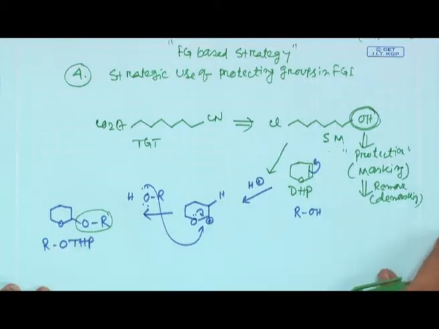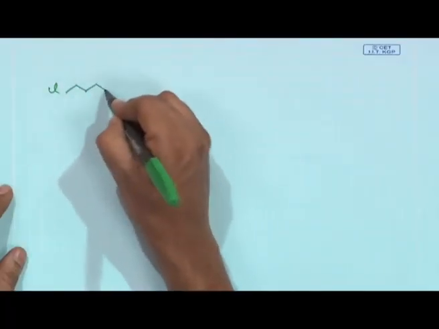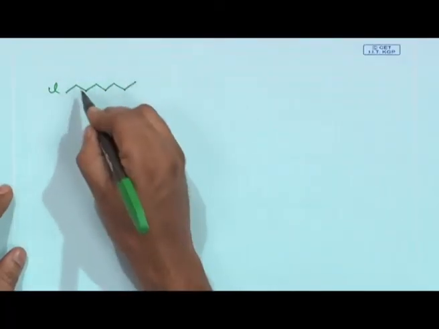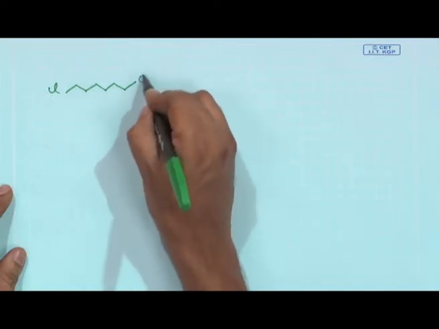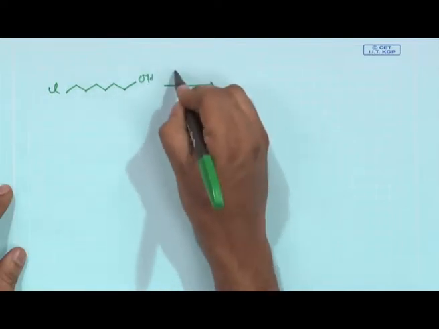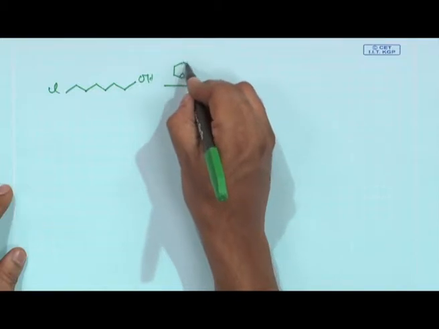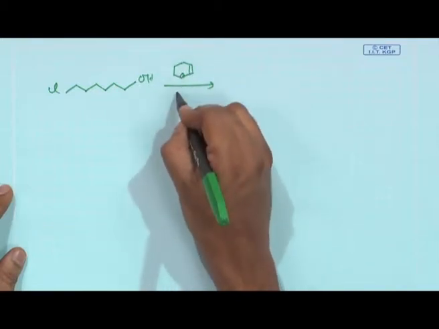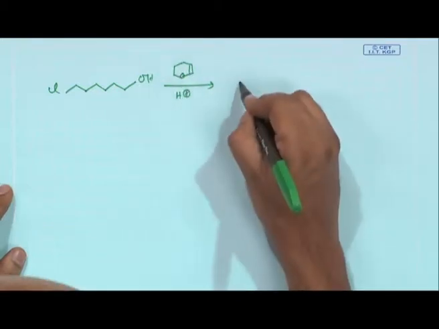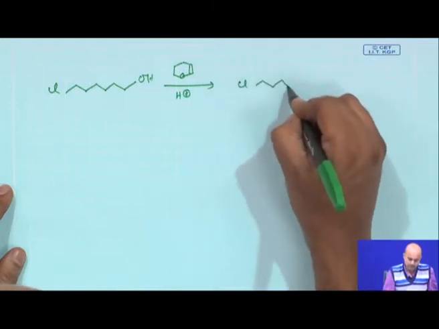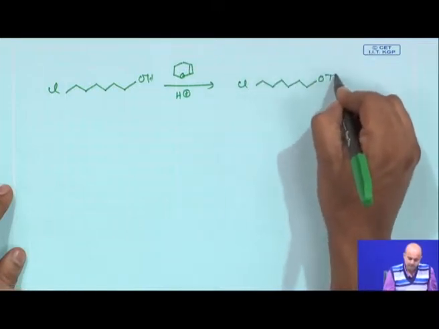So, we will talk about some other aspects of protecting groups, but before that we try to solve this problem which was given to us. So, the initial compound which was given to you is Cl, 6 methylene groups in between, 1, 2, 3, 4, 5, 6, OH. We put this, dihydropyran treated with H plus, and you will first get its THP ether.